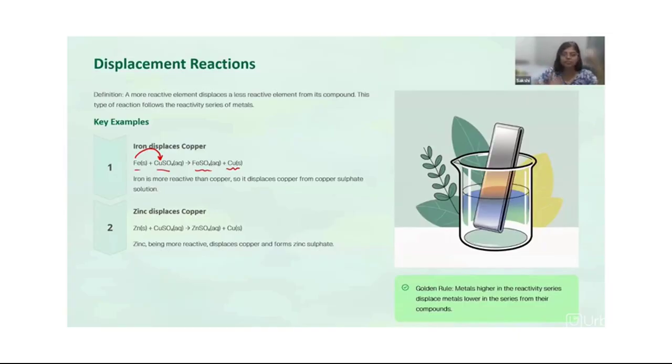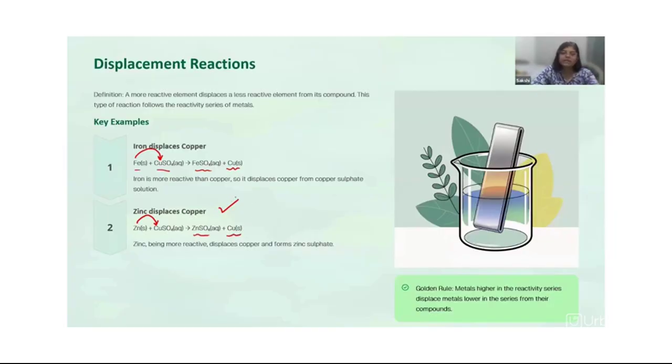Reactivity series: zinc is displacing copper. Zinc displaces copper because zinc is more reactive than copper. Copper is one of the least reactive elements in the reactivity series. We drink water in copper vessels, right? We do not drink water in a zinc vessel. What is the reason? Think, because copper is not so reactive. So zinc displaces copper here and we get zinc sulfate and copper, as you can see.